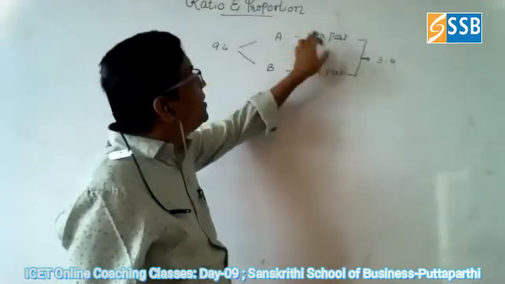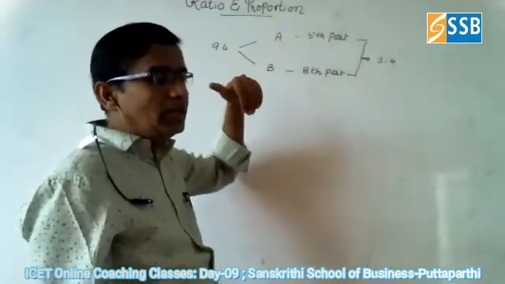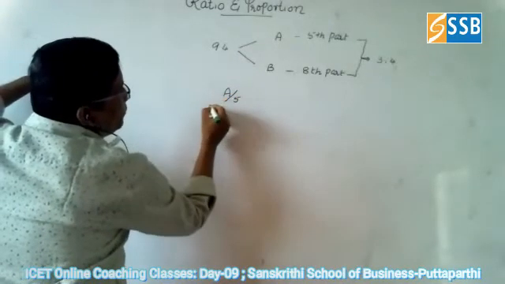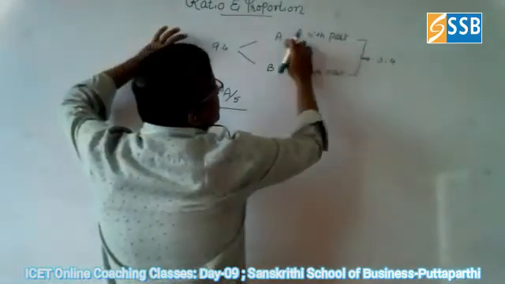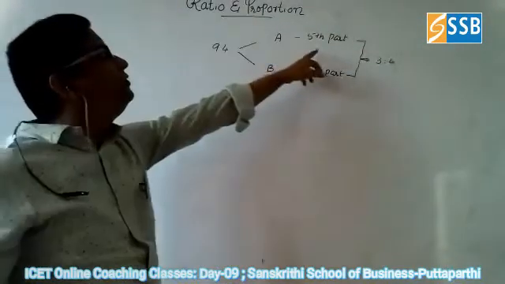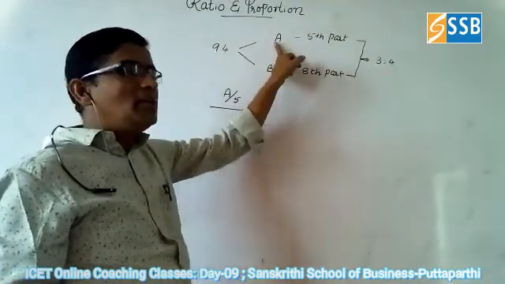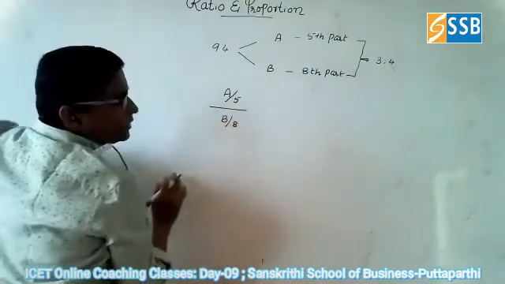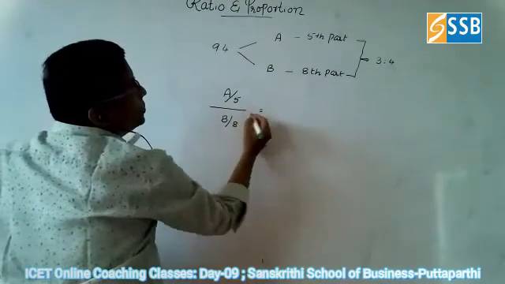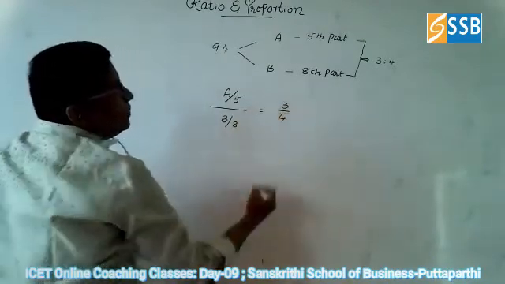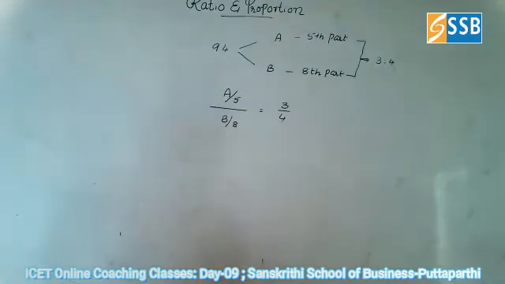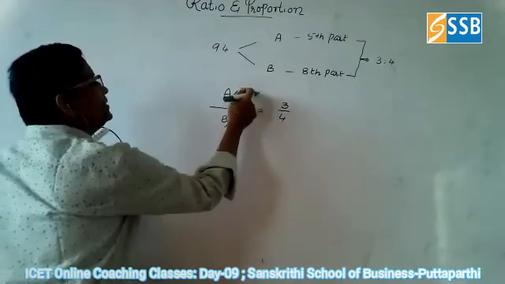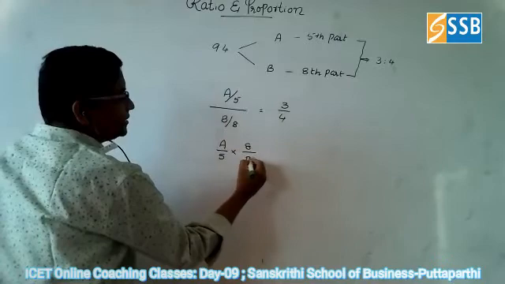So remember, the fifth part is nothing but divided by 5. Okay, see here. Let the first part be A. A divided by 5, the fifth part of the first one, is nothing but A by 5. In the same way, for the second part, B by 8 is equal to 3 by 4. And now we can go for it. A by 5 into, bring this denominator into the numerator. The fraction can be taken as reciprocal.